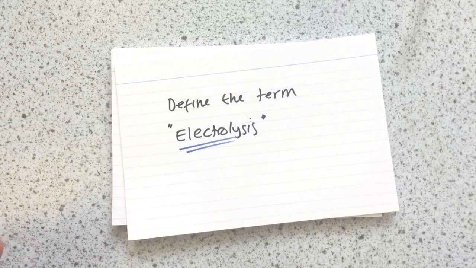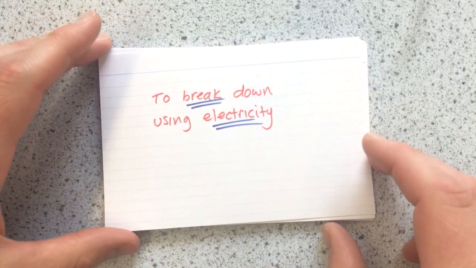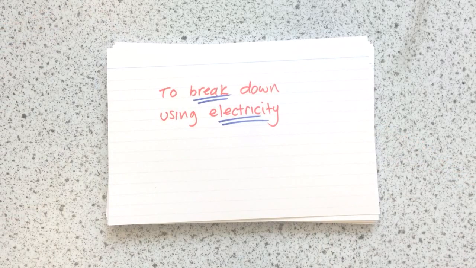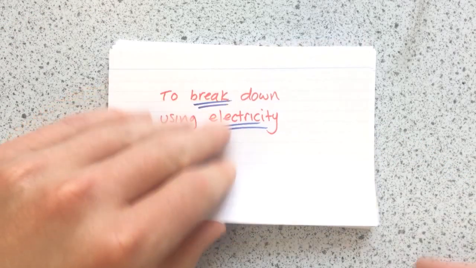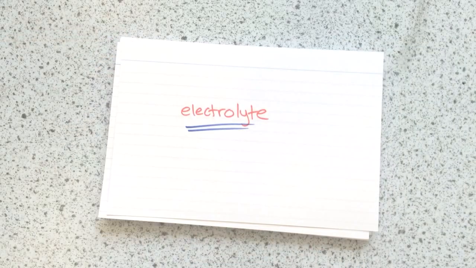Okay, let's go. So, first one, define the term electrolysis. The definition of electrolysis is to break something down using electricity. Next one. What is the term used to describe the substance that is being electrolyzed? It's called the electrolyte.